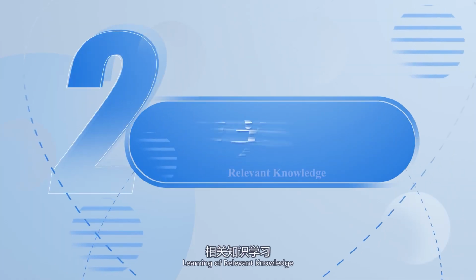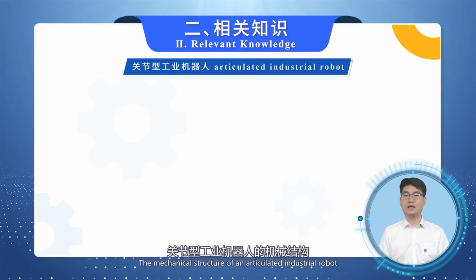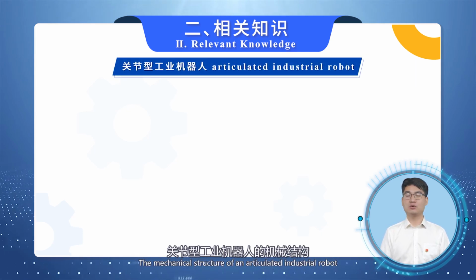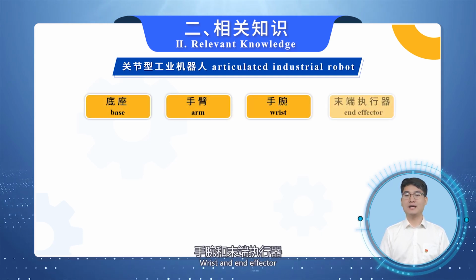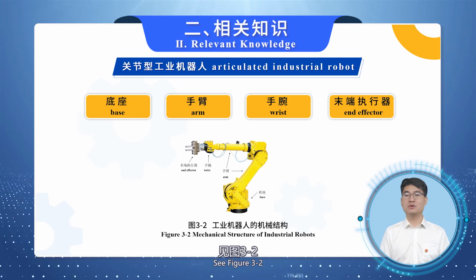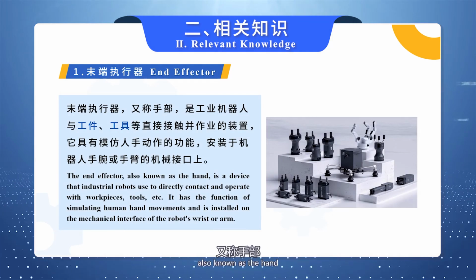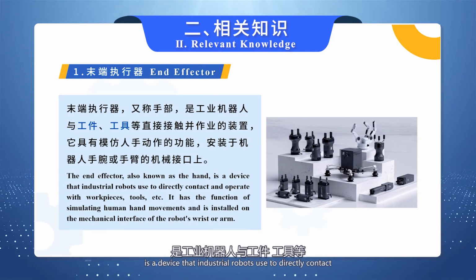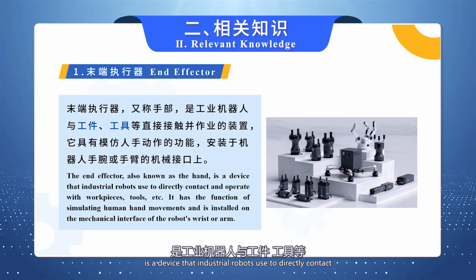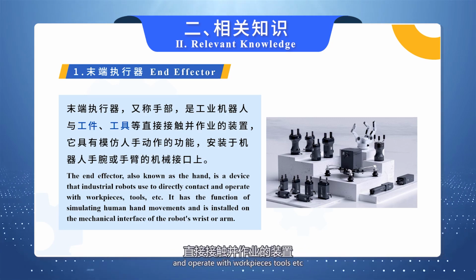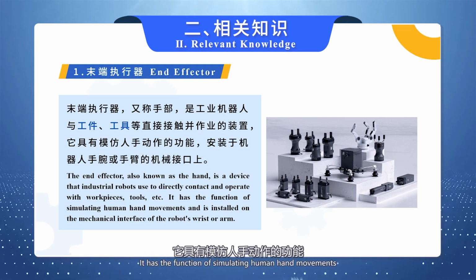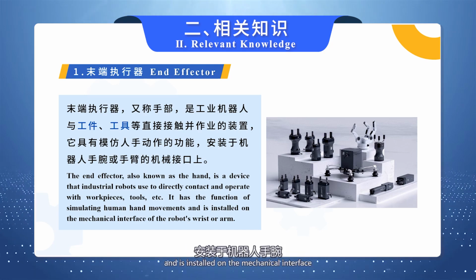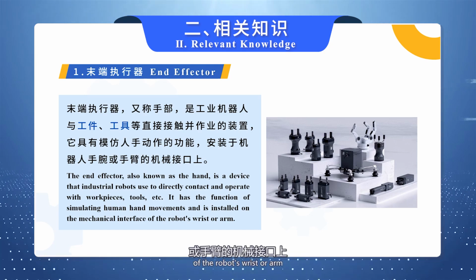Part 2. Learning of relevant knowledge. The mechanical structure of an articulated industrial robot includes 4 major parts: base, arm, wrist, and end effector. See Figure 3:2. End effector. The end effector, also known as the hand, is a device that industrial robots use to directly contact and operate with workpieces, tools, etc. It has the function of simulating human hand movements and is installed on the mechanical interface of the robot's wrist or arm.